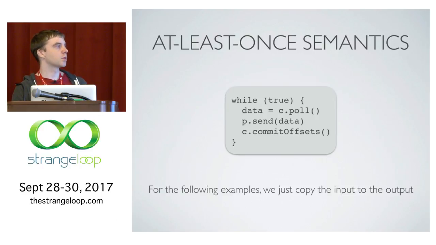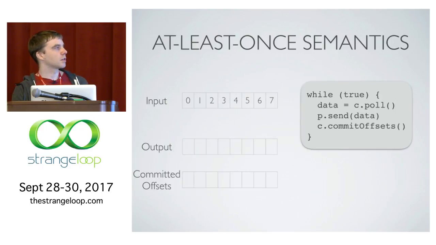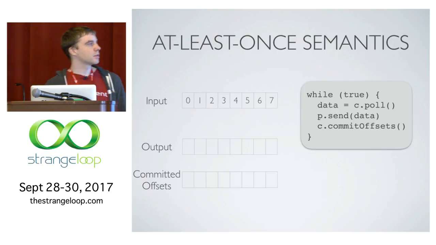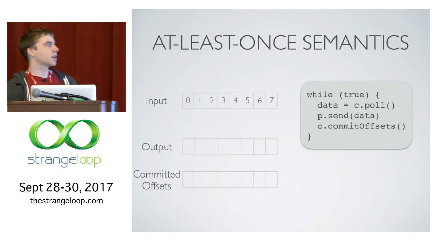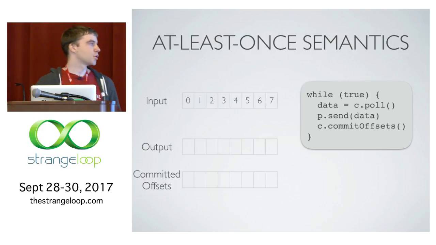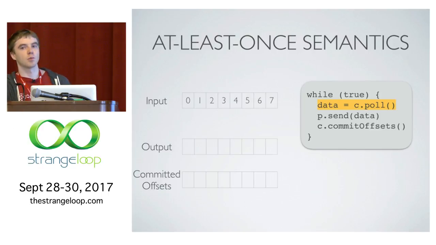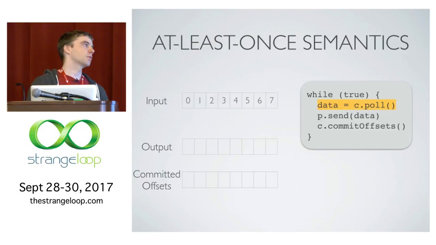So we have this very simple loop right here. The input in this case is just a sequence of increasing numbers, which we're going to copy to the output. For simplicity, we're just going to copy one message at a time. So what this looks like, when we start, we're polling for data, we send it to the output, commit our offsets, and then we continue.